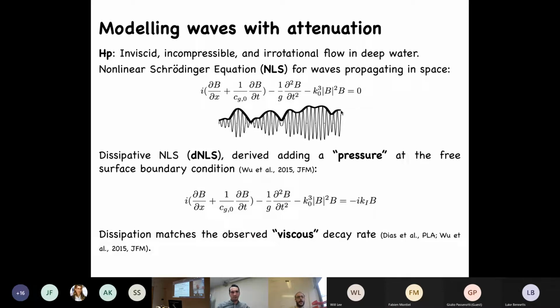A lot of work has been done adding dissipative or source terms to the nonlinear Schrödinger equation. And also in this case, it comes out from adding a pressure term at the free surface boundary condition. In a heuristic way, it corresponds to just adding a dissipative term, minus i Ki B, on the right-hand side of the equation. In most of the work that has been done in the past, for example, by Dias and Wu, this dissipation matches the observed viscous decay rate that we observe in the laboratory.